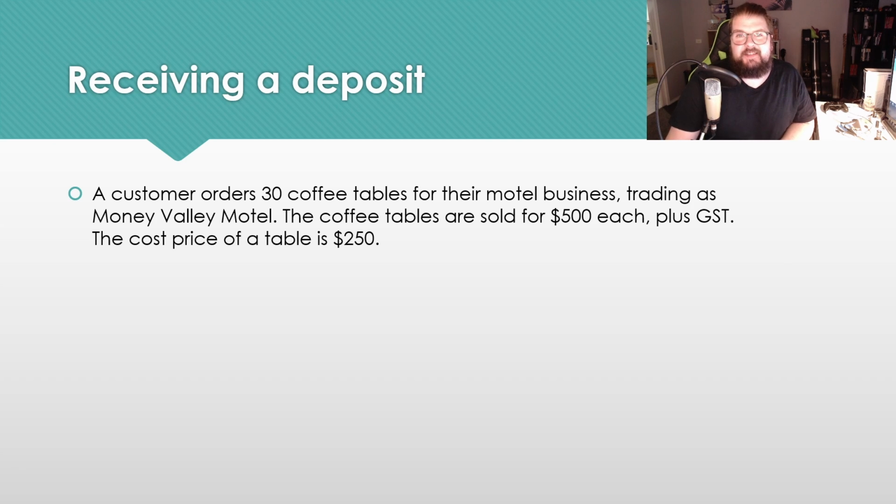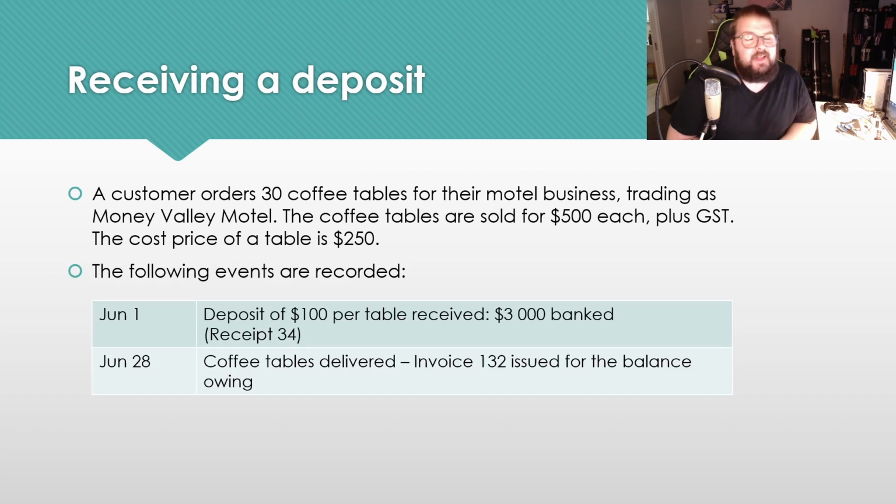So let's look at an example where we've received an order for 30 coffee tables for a motel. These coffee tables are worth $500 each, plus GST, and they're made at a cost to us of $250. Now the catch is, instead of receiving $15,000 plus GST at the end of the sale, we've actually received a deposit of $3,000. And it wasn't until the end of the month that we actually delivered these coffee tables. So how do we account for this?